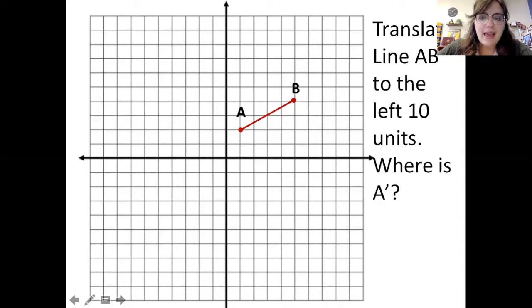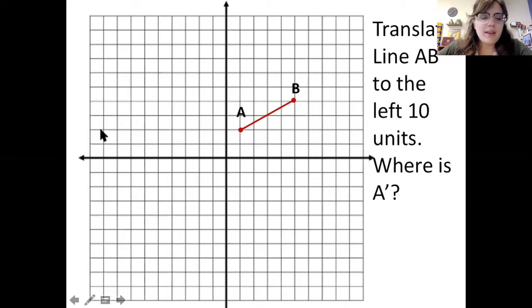Where is A prime? So if I start here and move 10 units to the left, which is this way for you guys, unless it flips my video for you. 1, 2, 3, 4, 5, 6, 7, 8, 9, 10. A prime is going to be way over here. B prime, 10 units to the left. 1, 2, 3, 4, 5, 6, 7, 8, 9, 10. So A prime was over here.